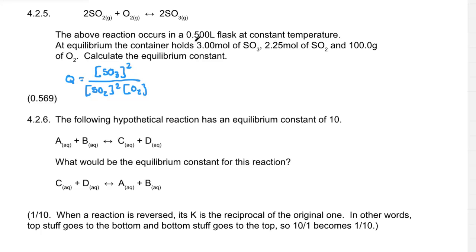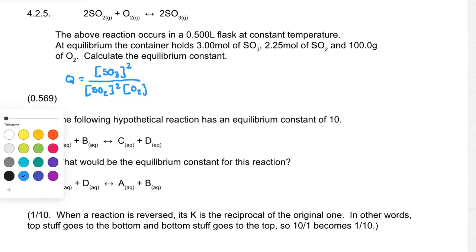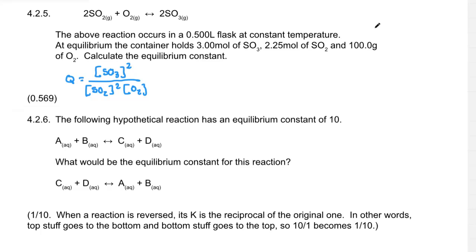They tell us that this container has 3 moles, not moles per liter, of sulfur trioxide, and they tell us the volume of the container is half a liter. So when they do this, we are sad because we have to calculate the concentrations ourselves. Concentration is number of moles divided by volume. So for SO3, we have 3 moles divided by 0.5 liters equals 6 moles per liter.